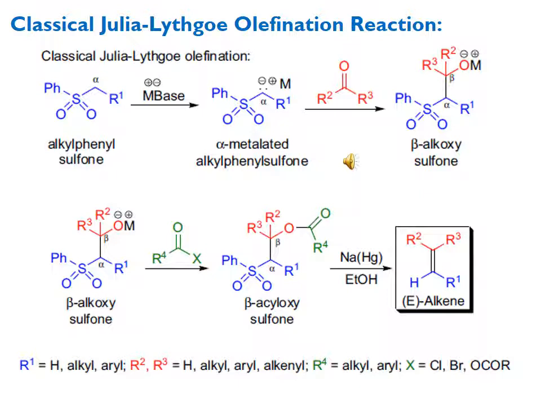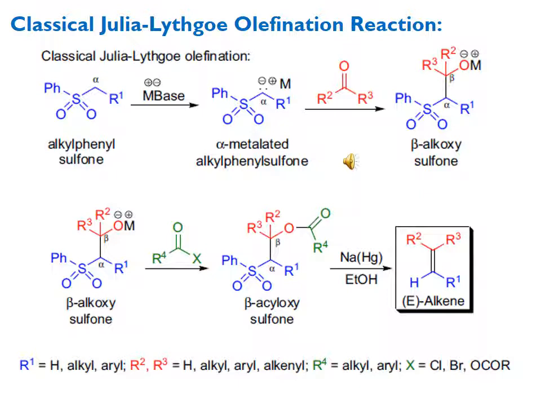In the next step, this beta alkoxy sulfone is treated with an acyl halide for acylation at the oxide ion of this beta alkoxy sulfone. It becomes a good leaving group. And in the last step, it is treated with sodium mercury amalgam in the presence of ethanol, and we get the alkene, which is preferably the E-alkene.